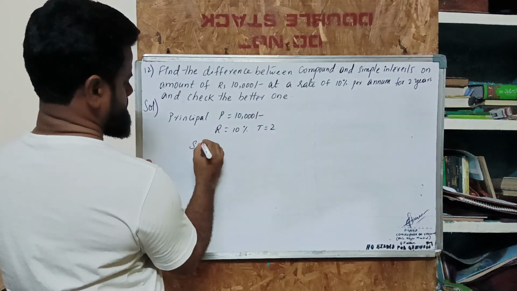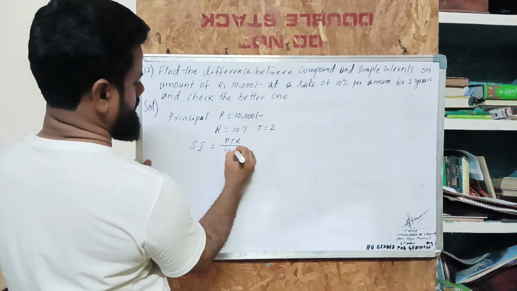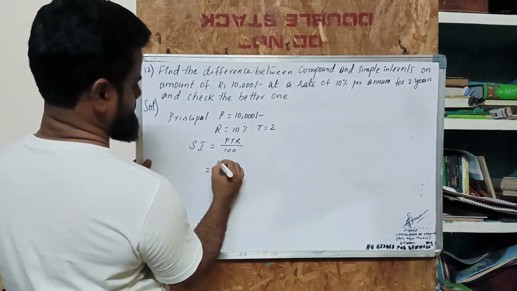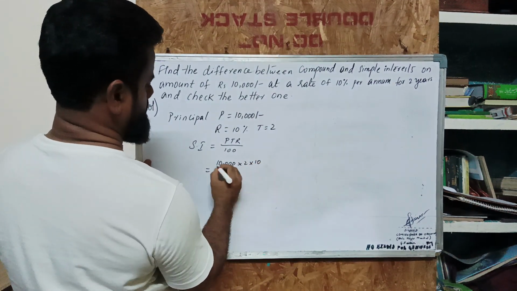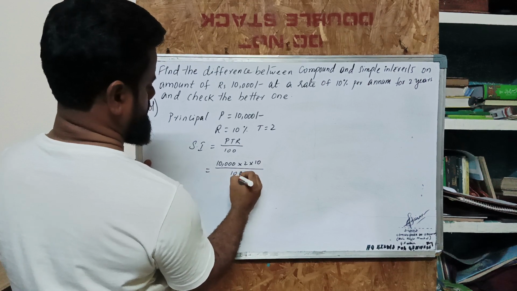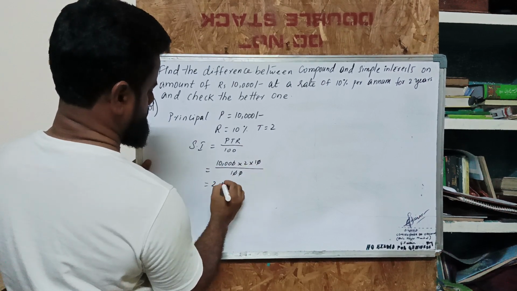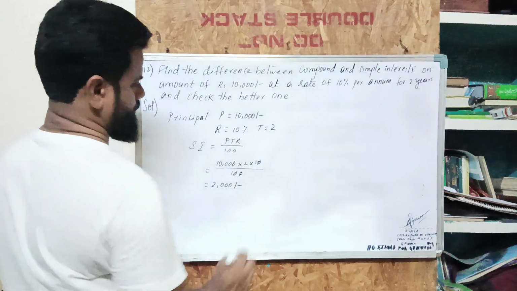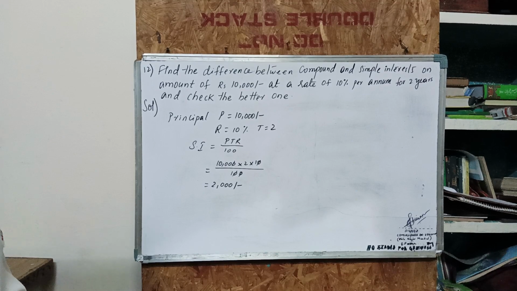So simple interest is equal to PTR by 100, that is 10,000 into 2 into 10 divided by 100. The zeros cancel. 1000 into 2 is 2000. Now here we got the simple interest.